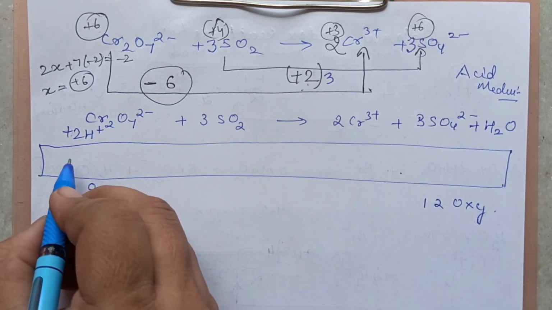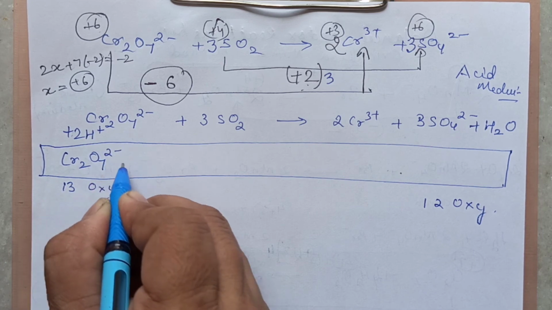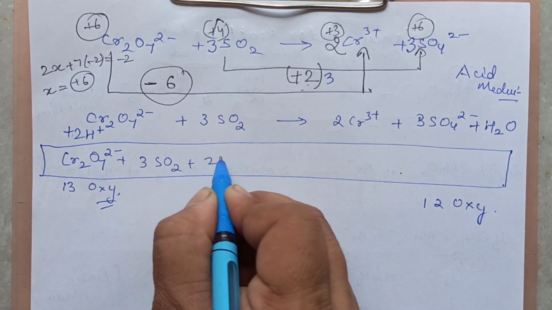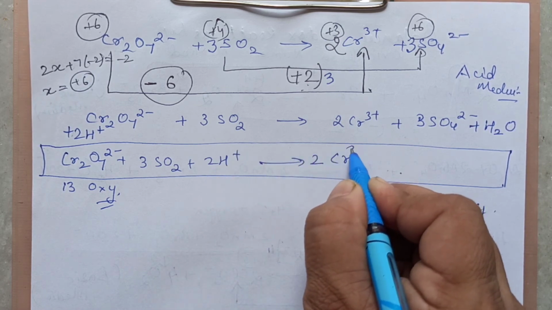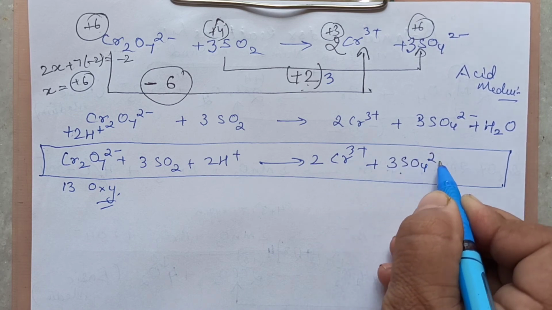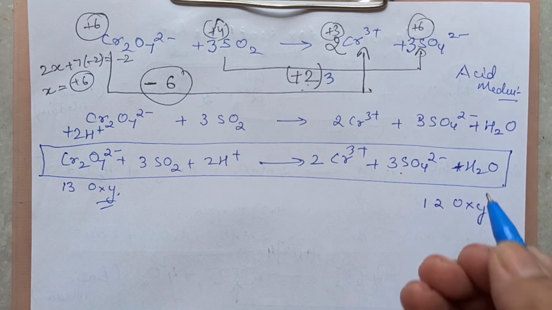In this, I will rewrite the whole equation. Cr2O7 2-, plus 3SO2, plus 2H+, forms 2Cr3+, plus 3 sulfate, and plus water. Isn't it easy? Okay, everything in one equation.